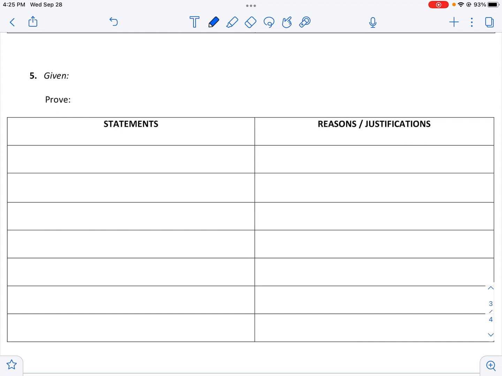I'm going to try to challenge you here. Let's say angle 1 and angle 2 are complementary. The measure of angle 1 is 3x, and the measure of angle 2 is 6x. I want to prove that x equals 10. So I would ask you to pause the video and try to get the first 3 or 4 steps down here, and then unpause and check your work.